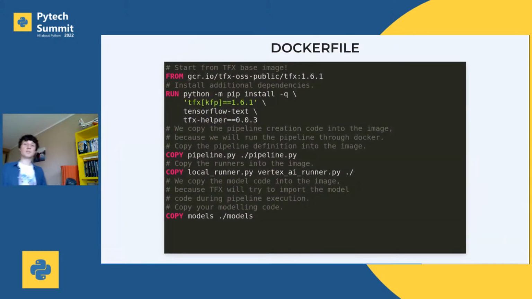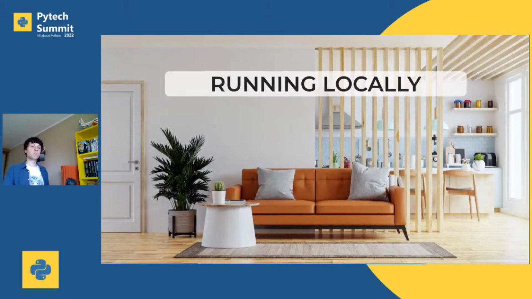This is how a sample Dockerfile could look. We are basing the image on the official TFX image. We are installing some additional libraries that we need. We are copying into the image our pipeline code, the runners, which we're going to see in a second, and all the modeling code that we need. And that's basically it. So we have the application packaged. We can proceed to running it.